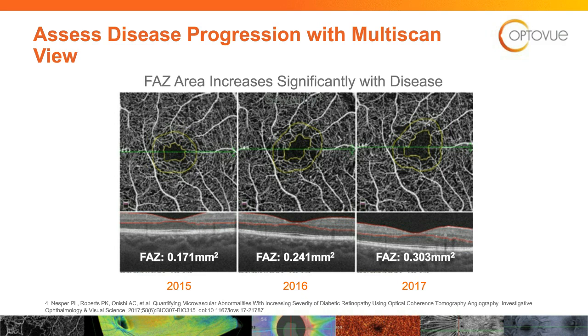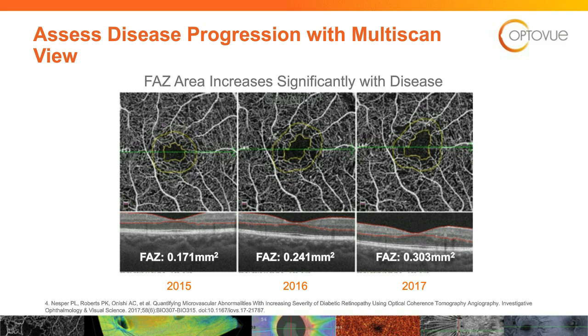And then the next advancement, the next level was the analytics, which gave you the numbers. Basically, give me a vessel density number in each quadrant, in each sector. Give me the size of the F.A.Z, and that's what we have. And the next step after that is going to be, let's compare that number to a reference database, compared to age-matched norms or an age-matched reference database. So that's going to be the next step.